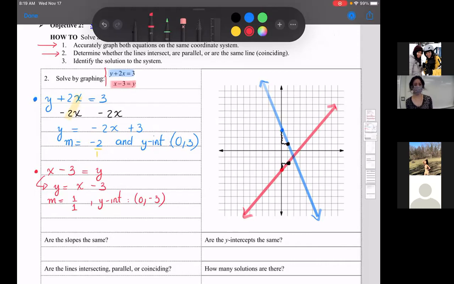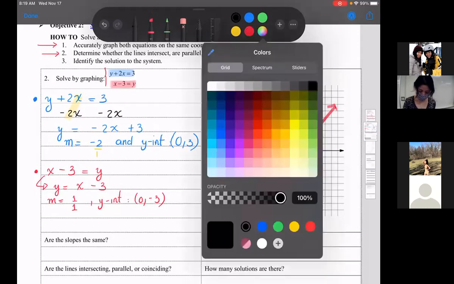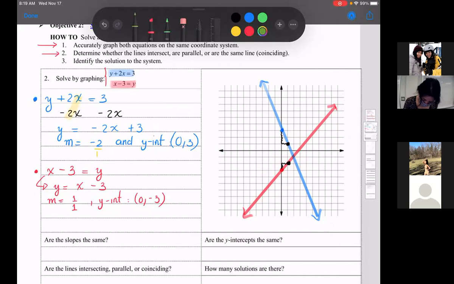Can you tell me where it intersects? Yeah, I'll do it in dark green. Right there, (2, -1). That's a solution. That's the solution of that system of equations.